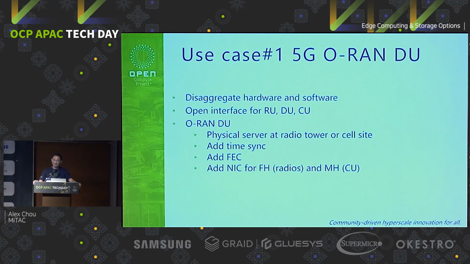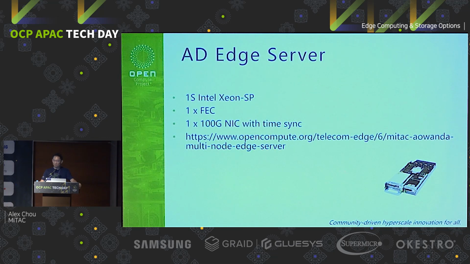Secondly, for the DU, we need to add the time sync function so that you can synchronize the timing for radios. And to handle the huge data from the radio to the DU, we need some acceleration. For example, you need FEC to do the data processing. And of course, to be a network device, you need the NIC, and the NIC needs to support time sync. So those are several items you need to consider. In that case, we leverage the OpenEdge server.